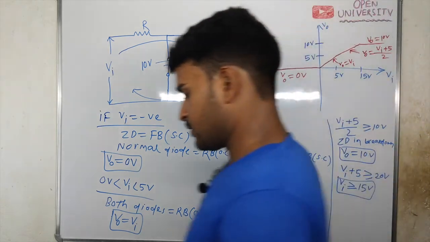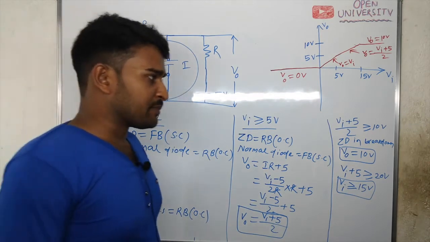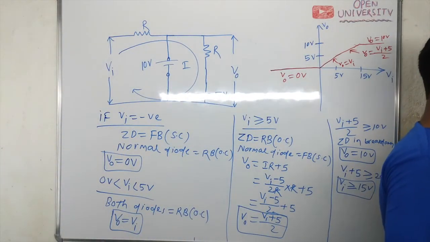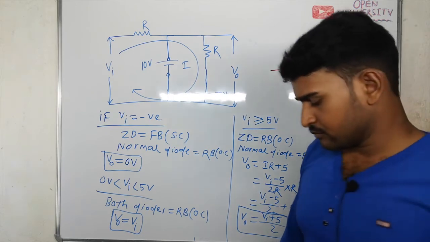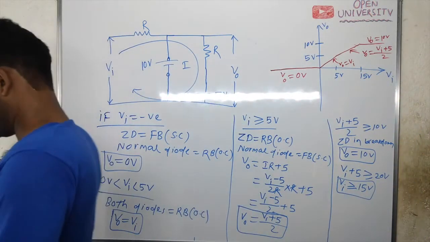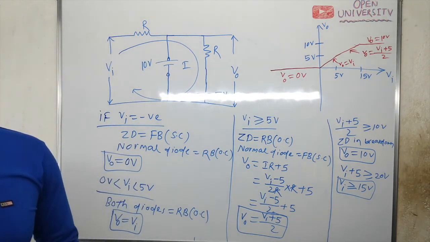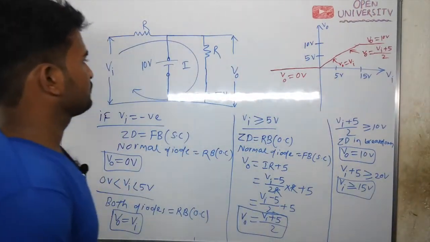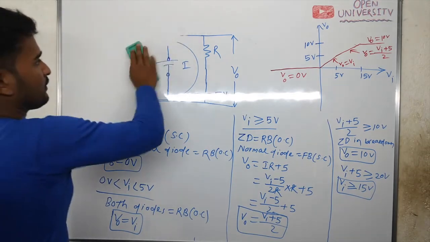Whenever the question is to plot the transfer characteristics, and the input is not specifically mentioned, then you need to consider all possible values of input. That means you need to consider both positive values and negative values. Then write down one note.